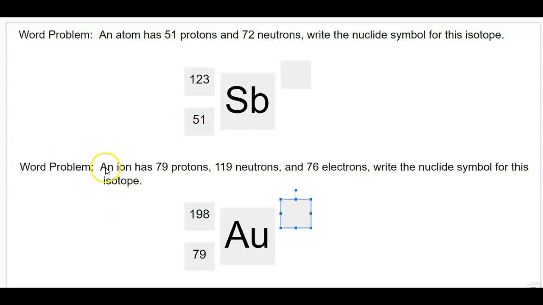Do we have a charge? Well, it's an ion. That means it has a charge. So how will I determine the charge? I have 79 protons and 76 electrons. Positive 3 charge, because 79 minus 3 would give me 76. Or you can see it as there are 79 positive protons versus 76 negative electrons, which is an overall positive 3 charge.